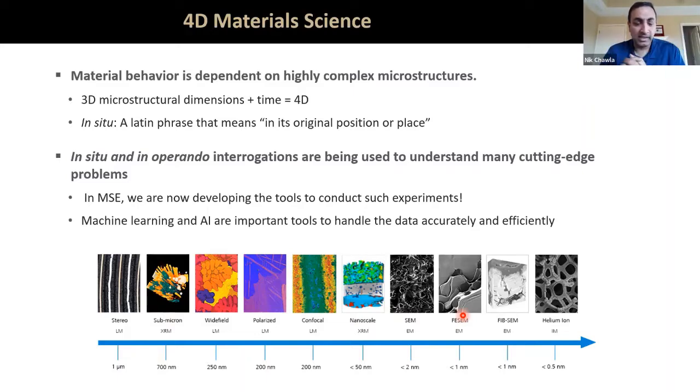I like to tell my students that we are in a time now where we have amazing tools and amazing capabilities to solve problems that have been confounding us for decades and almost centuries. And I'll hopefully give you some examples of how the 4D approach, the whole 4D techniques and understanding, involve a lot of data science in addition to the imaging, which is important. AI and machine learning are becoming important tools to handle that data accurately and efficiently. Hopefully I'll give you some examples of that.